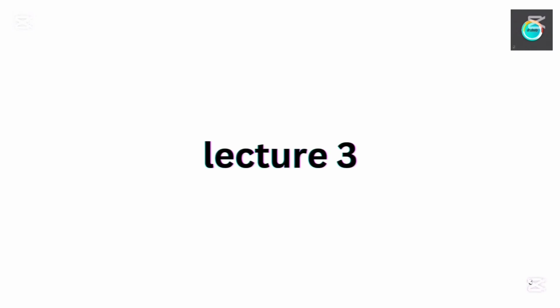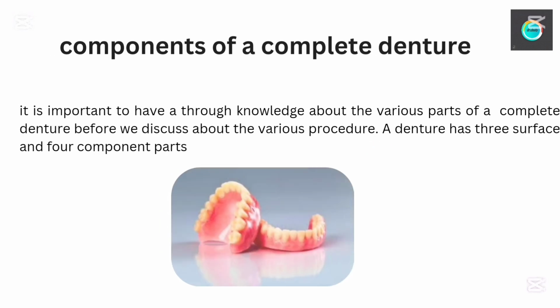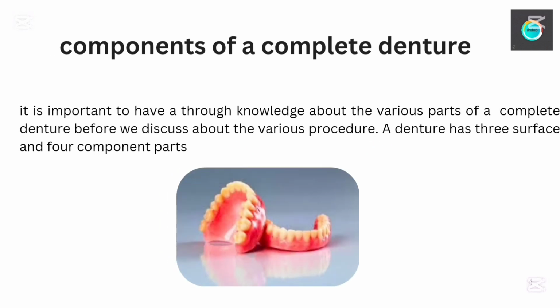Lecture number 3. Components of a complete denture. It is important to have a thorough knowledge about the various parts of a complete denture. Before we discuss the various procedures, a denture has 3 surfaces and 4 component parts.